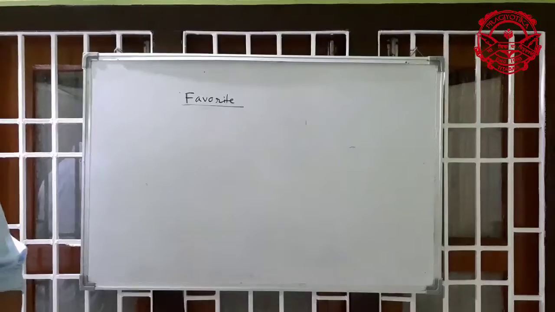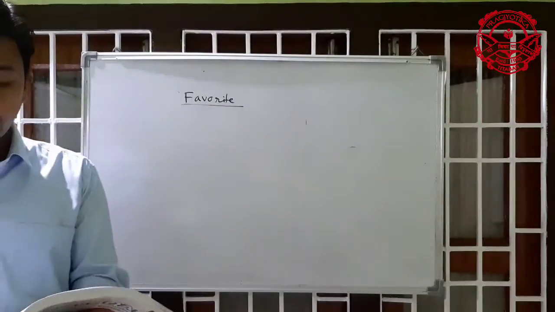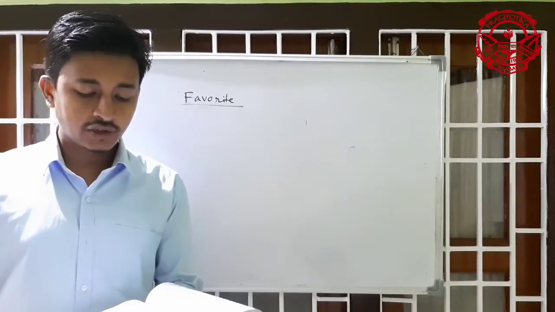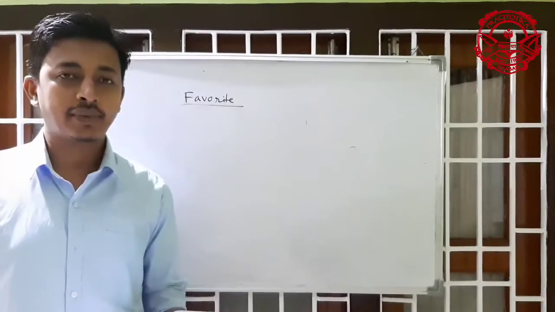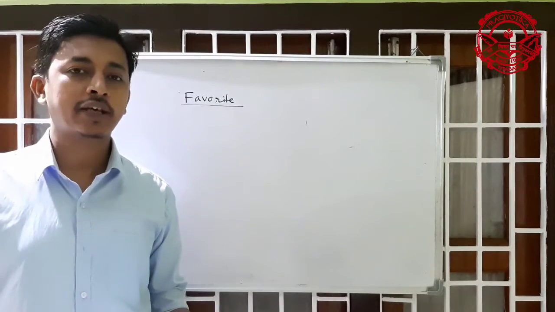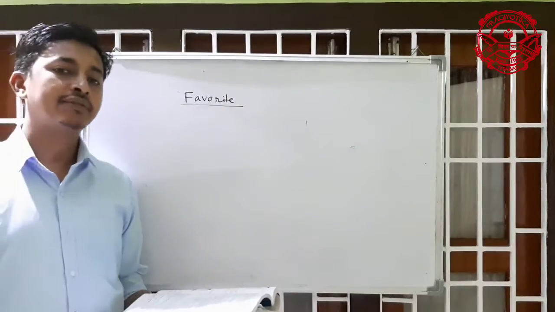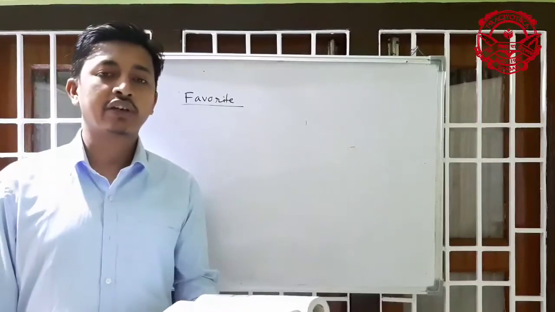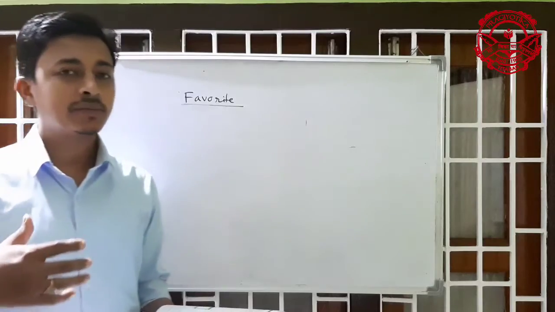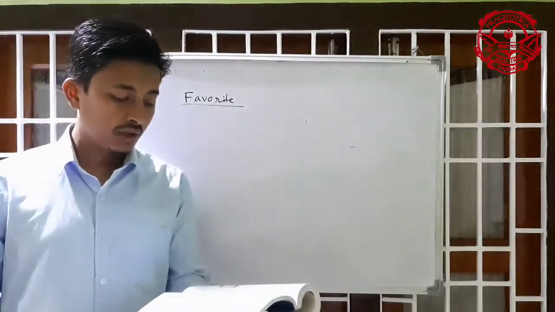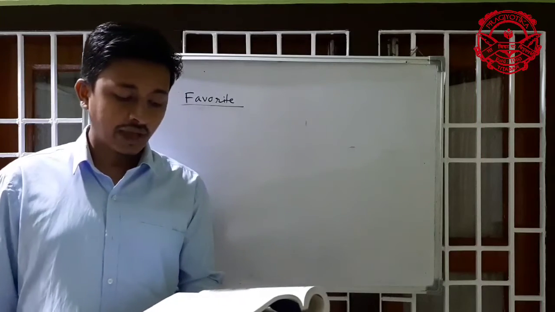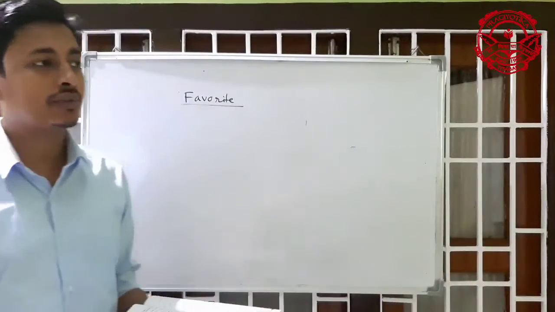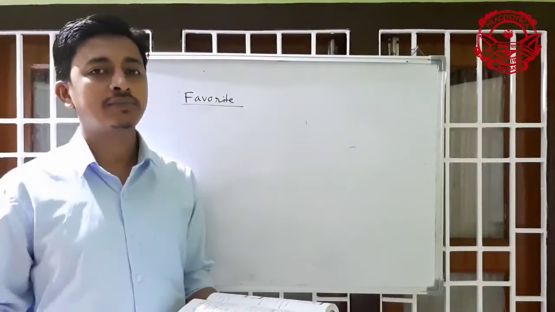Okay, let us see, favorite means what? You can see in the book, using favorite, page number 237. If you want to visit a website, you have to type its URL in the address bar. However, there might be some websites that you visit regularly. So every time you visit the website, you have to type the URL of this particular website.